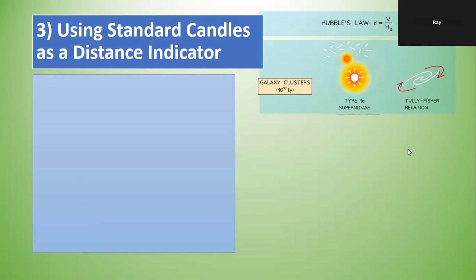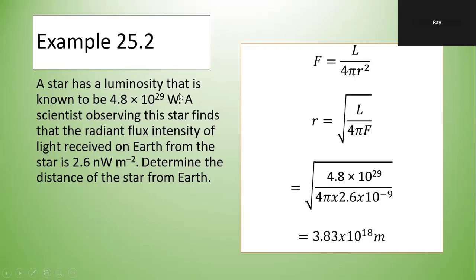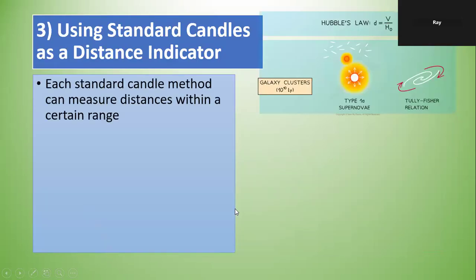These are some of the things you are going to study later on, just to whet your appetite. Using standard candle as a distance indicator, just like what we have done in this question. If we know luminosity, then this one we can measure on Earth. Then we can calculate our distance. This standard candle method can measure distance within a certain range.